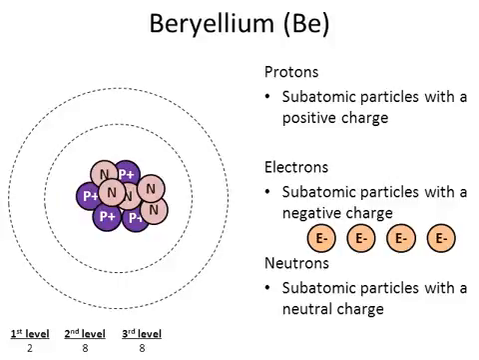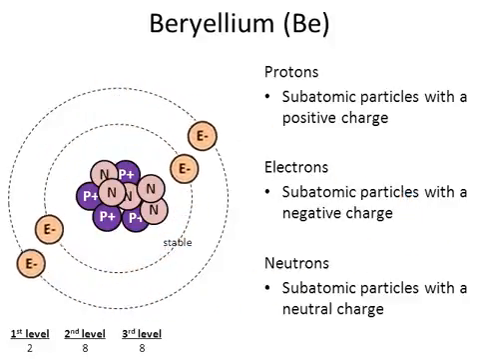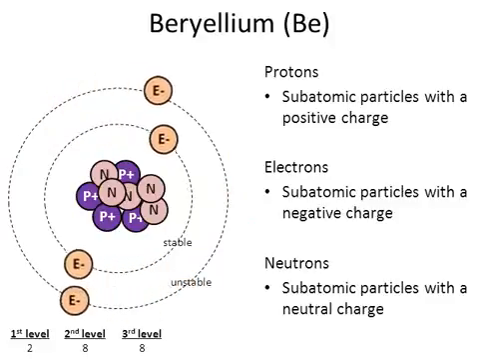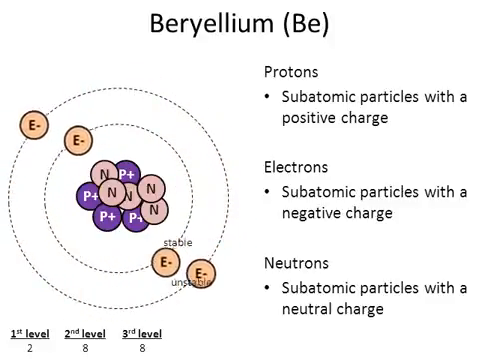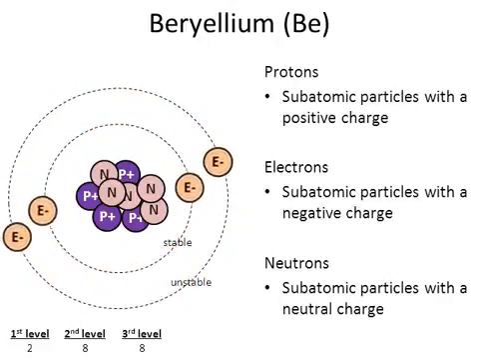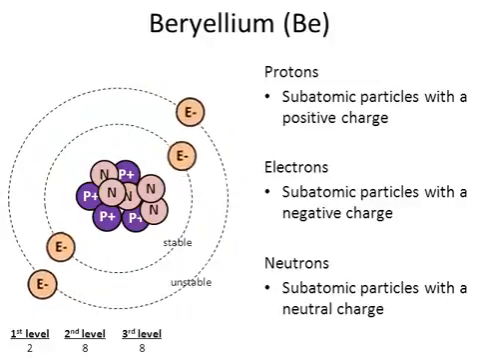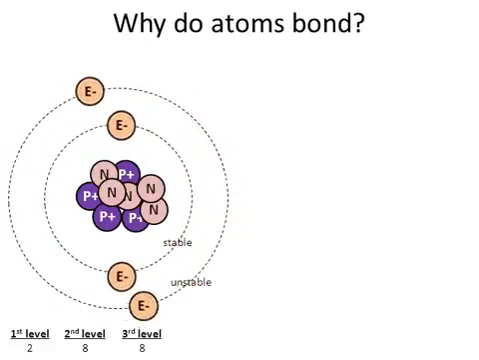So let me put 2 electrons in the first level of beryllium, and the electrons kind of orbit the nucleus. And so now that first level is filled, it's what we call stable. Well, the other 2 electrons have to go in the second level. And here's the problem with beryllium. It's unstable. It's unstable because the second level is not filled. The second level can carry 8 electrons, but there's only 2. That makes it unstable.